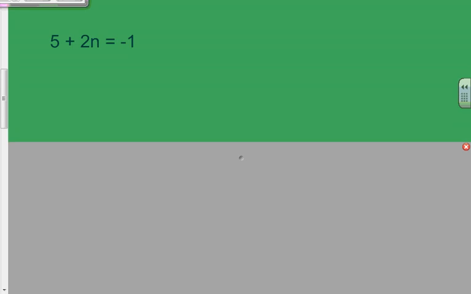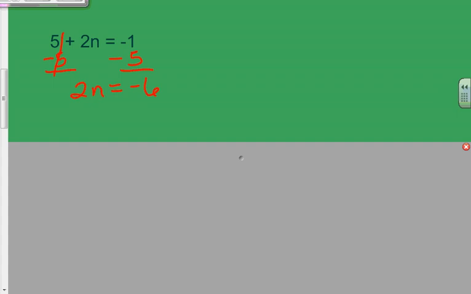So we're going to practice that again with an example. Our first problem is 5 plus 2n equals -1. The first number we're going to get rid of is on the same side as the variable, but it's by itself. So the 5. The opposite of a positive 5 is a -5. So we're going to put a -5 on both sides. 5 minus 5 is 0. Those cancel. The 2n drops down. The equal sign drops down. And -1 and -5 have the same signs, so we add them and keep it negative.